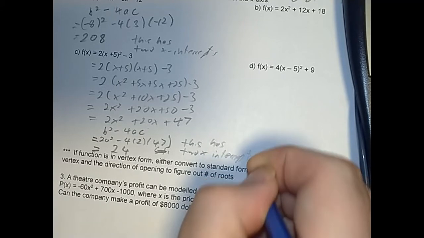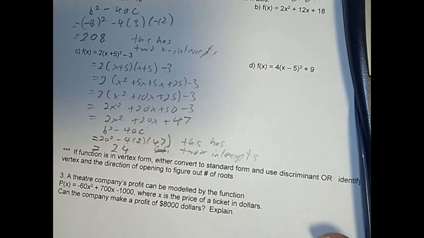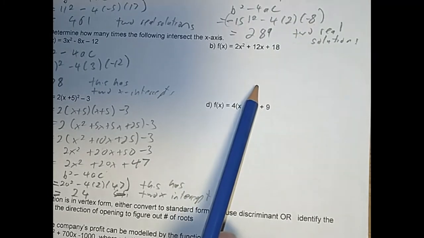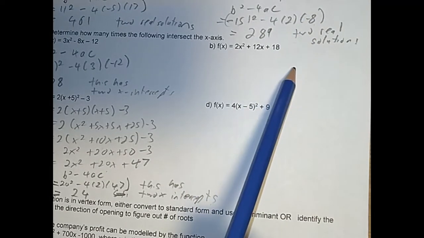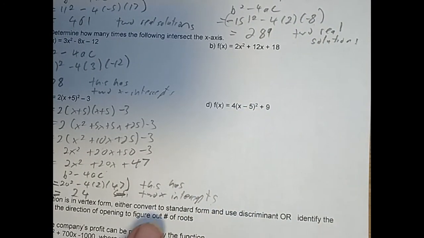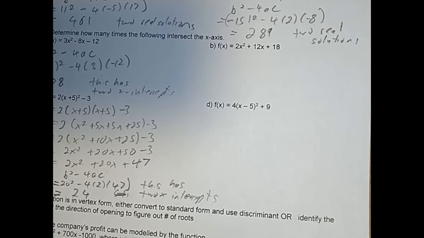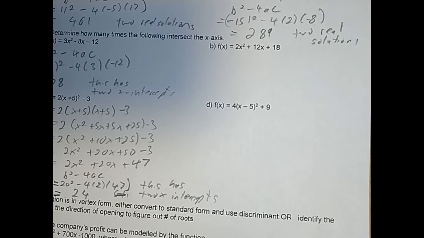Okay, so I would like you to try B and D now. So pause the video and try B and D. Again, I know two x-intercepts because it's positive. If it's negative, then it doesn't have any. So pause and try B and D.